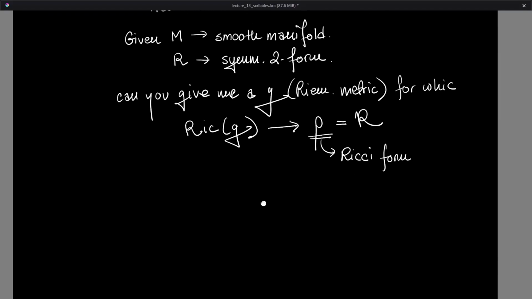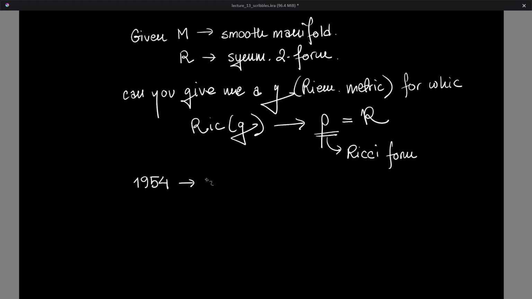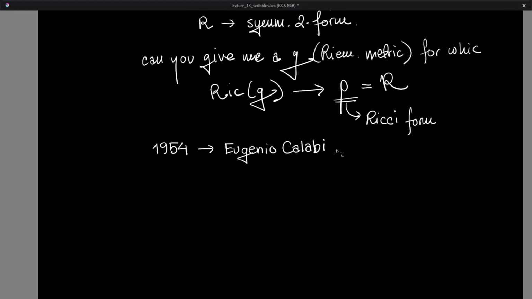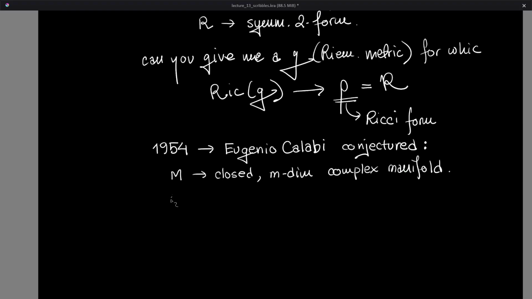But in 1954, mathematician Eugenio Calabi, one half of Calabi-Yau, conjectured. Now, the conjecture is very long. I actually have the original text in the lecture notes, but I'm just going to read it out and I'm going to write down the important details. So, Calabi's conjecture is that we say that let M be a closed m-dimensional complex manifold. Assume that M admits at least one Kähler metric.